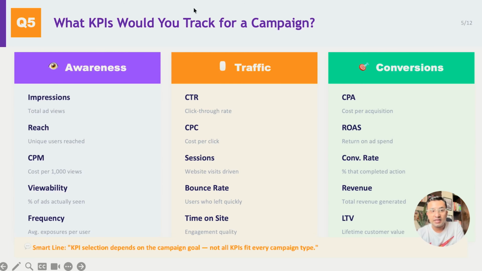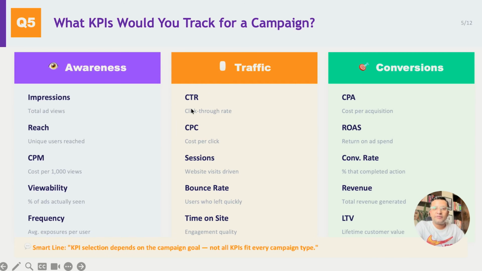If it's an awareness campaign, I would track impressions, that is, the total number of ad views. I will track reach, the unique users reached. I will track CPM, or cost per mille, better known as cost per 1000 impressions. Then I can track viewability, the percentage of ads which was actually seen. I will track frequency, the average exposure per user.